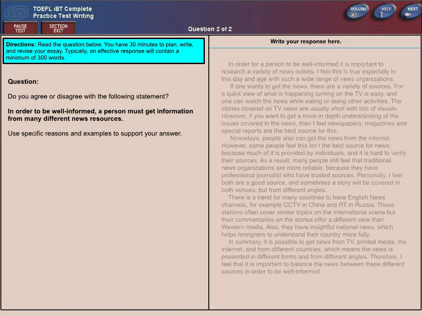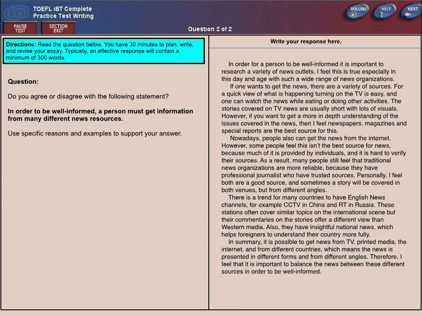So now here's the finished product. So you've written your response here, and this particular response is 315 words, which is 15 words above the word limit. It's okay to go a few words over. It's better to write too many words than not enough.